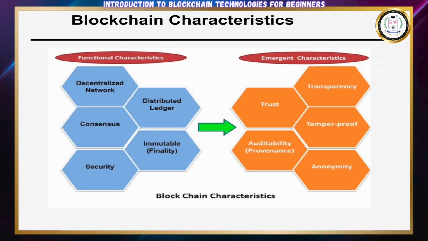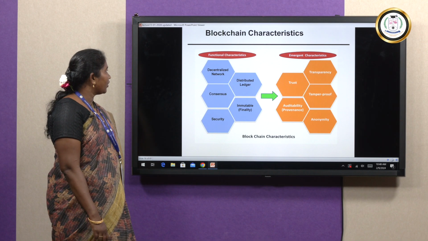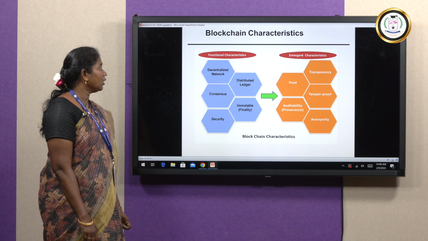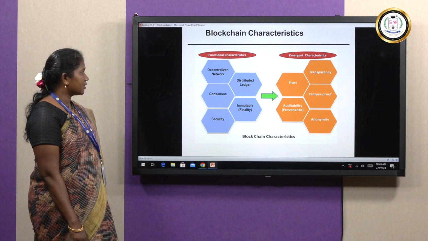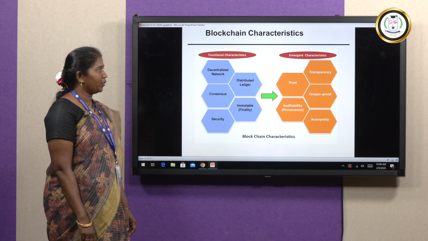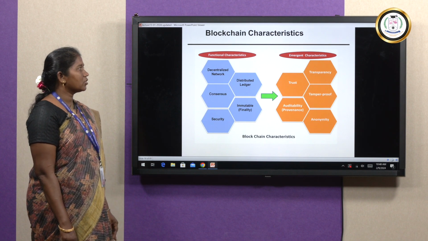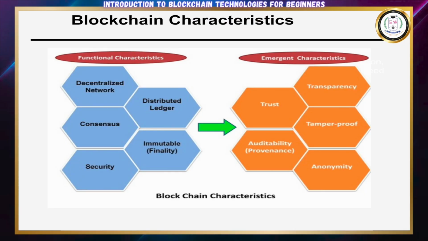And these are the characteristics of the blockchain. Here we have categorized them into two things: functional characteristics and emergent characteristics. Functional characteristics are decentralized network, distributed ledger, consensus, immutability, and security. Under the emergent characteristics are transparency, trust, tamper-proofing, auditability, and anonymity.